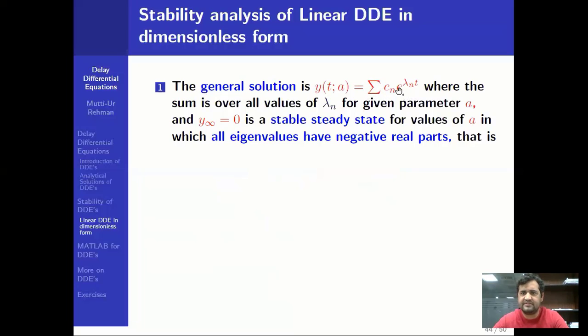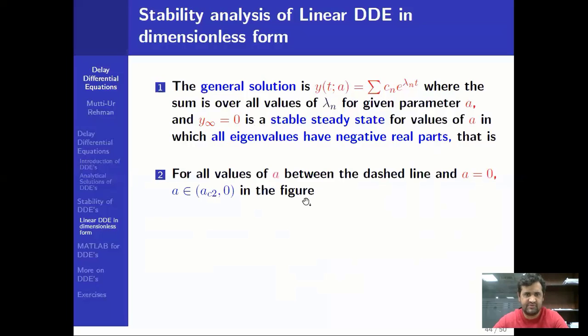the sum is taken over all the values of lambda n for a given parameter a. And then we see that for all values of a for which all eigenvalues have negative real parts, the equilibrium solution is stable, and it has this steady state. So this means that if a is from this particular interval, it's an open interval. Maybe we are not sure about this point at the moment.